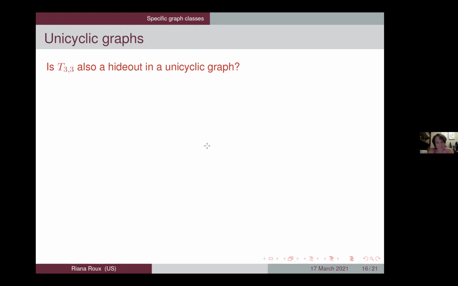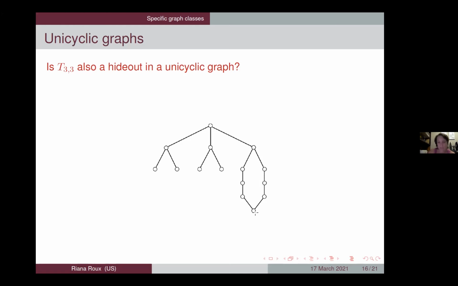And interestingly enough, the T33, that's a hideout in trees, is not always a hideout in a unicyclic graph. This specific example was given in that paper by Seeger. If we have a cycle that includes two leaves of the same branch of T33, then one cop can find the robber.